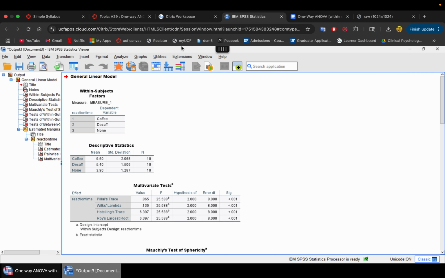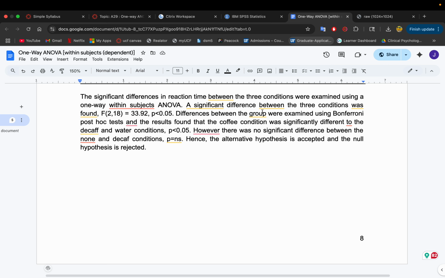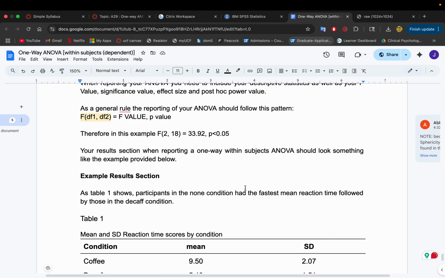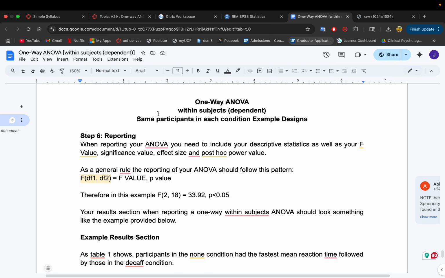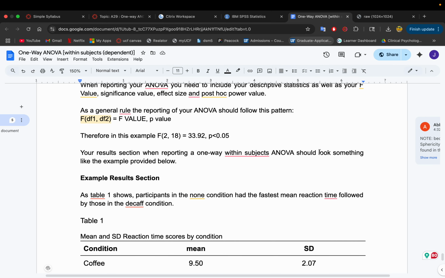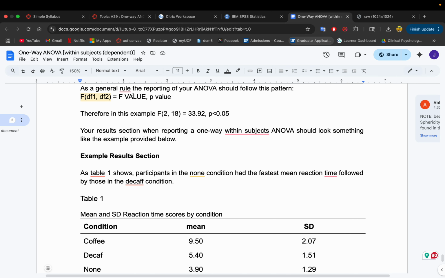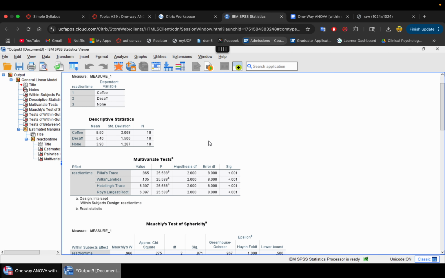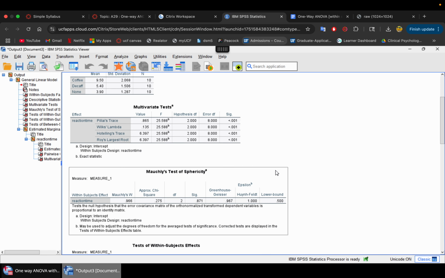So, how do we report this? That's a great question that I'm sure you guys are asking. So, let's go to this example report. When you report it, you need to include your descriptive statistics as well as your F value, significance value, and effect size in your post hoc. As a general rule, reporting of your ANOVA should follow this pattern: F of degrees of freedom 1, degrees of freedom 2 equals F value, p value. So stuff we've been doing already.